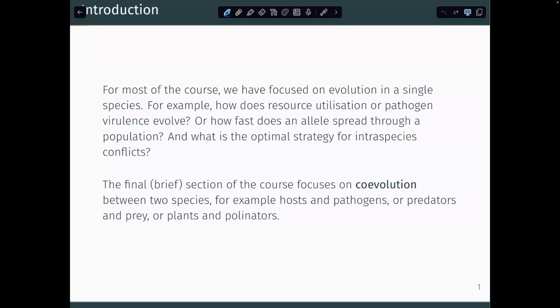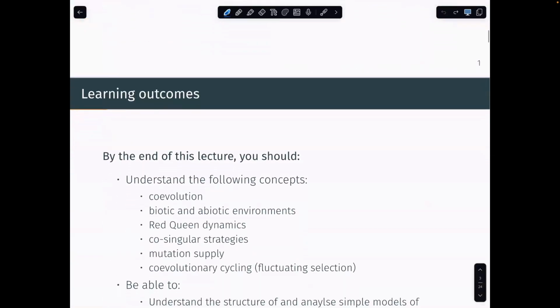So we've focused on these questions with single species. Essentially, we've looked at resource competition, we've looked at pathogen evolution, so how virulence or drug resistance evolves, and we've also looked a little bit at host evolution. The final bit of the course, which is just today, is going to be talking about coevolution between two species. I'm going to focus on two species because this is the simplest case. We can have coevolution between many species. The key thing about coevolution, which I'll get onto in a moment, is that it's all about reciprocal adaptations. Rather than a constant environment, your environment is now changing. We'll talk a little bit more about that in a moment.